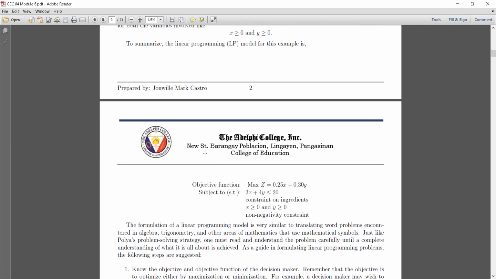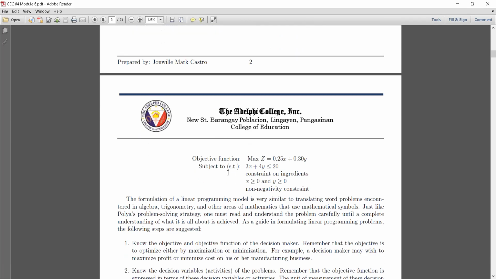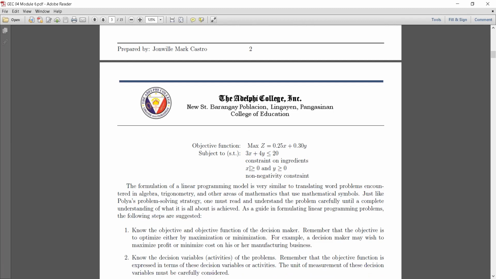yung LP model natin for the example, so yung objective function is to maximize Z, yung profit, is equal to 0.25x plus 0.30y. Subject to, ito yung mga constraints natin. So, yung constraint natin ay dalawa lang. So, 3x plus 4y less than or equal to 20. So, ito yung sa ingredients. And non-negativity constraint. X is greater than or equal to 0 and y is greater than or equal to 0. Okay.